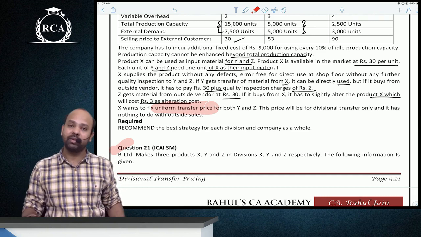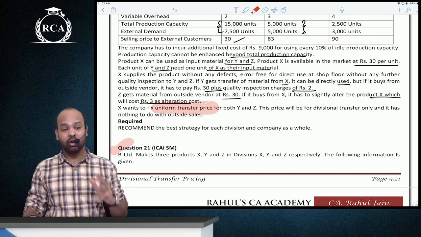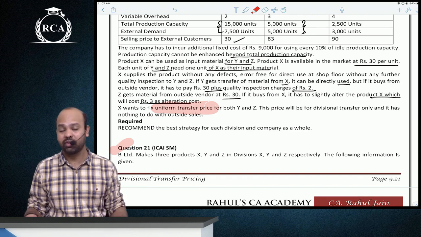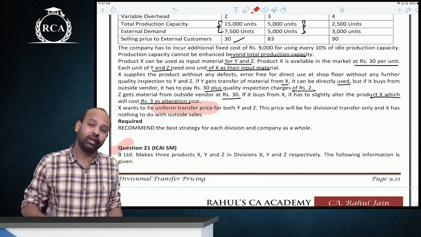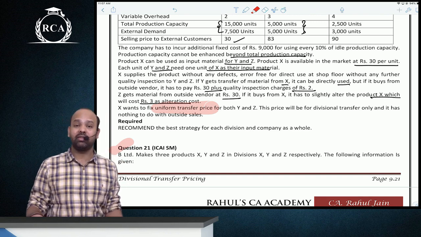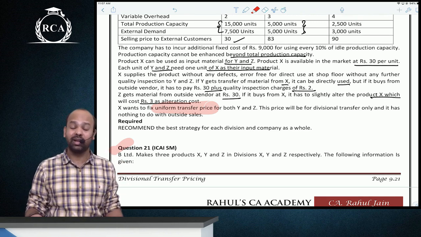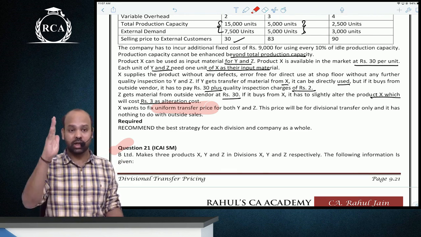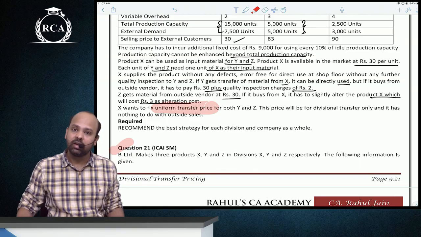In the uniform transfer price, division Z will say that I will not pay anything more than 27. Now division X, if they want to transfer to division Y and Z, will have to transfer to both the divisions at 27 rupees only. But you'll be like, sir, this is not fair. Division Z has to incur 3 rupees more. Division Y does not have to incur anything more. No if, no but, here you will have to charge a uniform transfer price. Is it making sense?